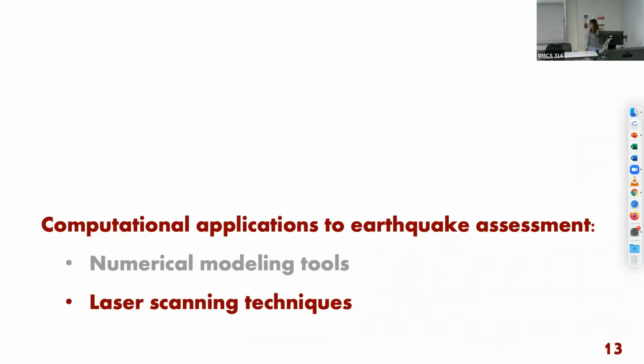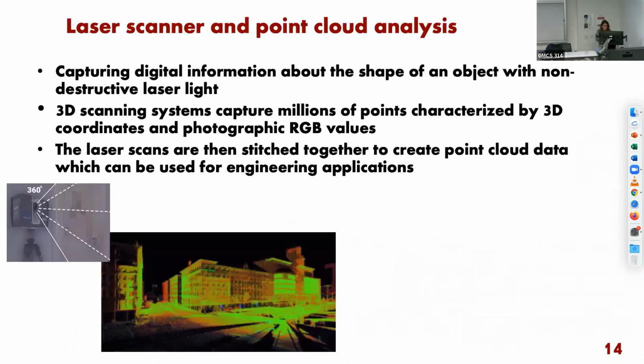Okay, so ready to move to the other part. This was just one application. The second application I'm going to show you is the laser scanning technique. What is a laser scanner? A laser scanner is like this scanner here. It captures digital information of an object by scanning using a non-destructive laser light. It scans whatever it has in front of it, and not only in front of it because you can rotate. It captures millions of points to characterize an object. It gives us a 3D coordinate of the point and also photographic information regarding the color, the RGB color of the object. You can produce many scans, and all these scans are then stitched together to create point cloud data, which can be used for various engineering applications.